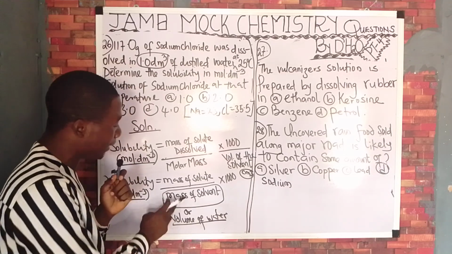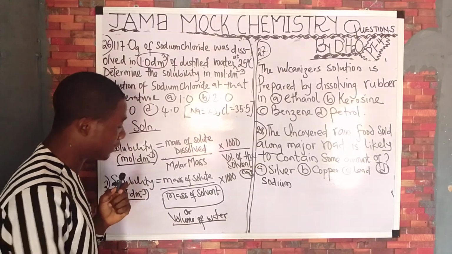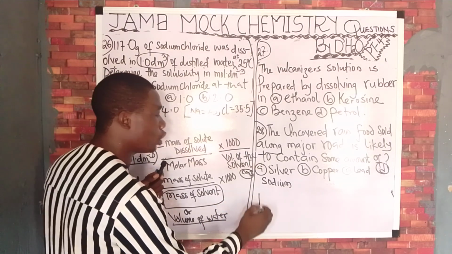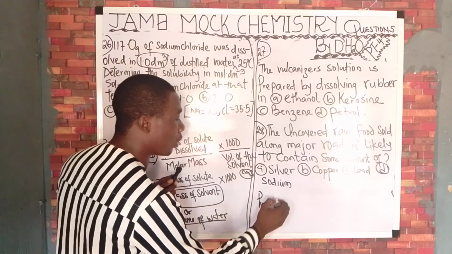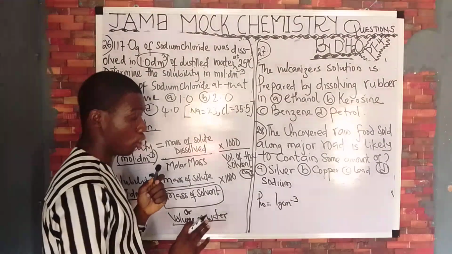Most especially if the mass is given to you in grams, which is the case in most situations, and the volume is given to you in cm cube. Remember that the density of water is 1 gram per cm cube. That's the density of water.